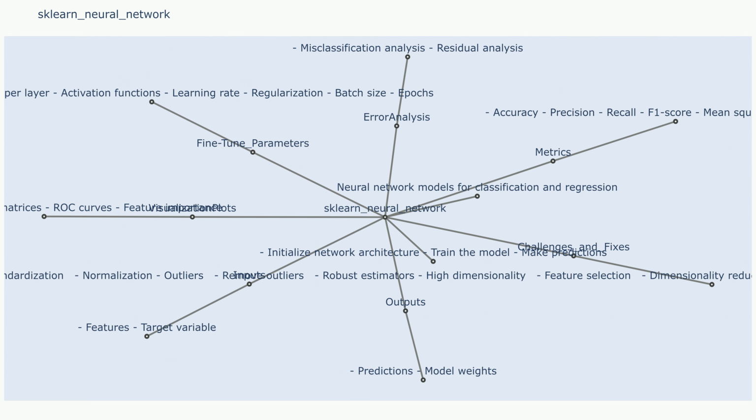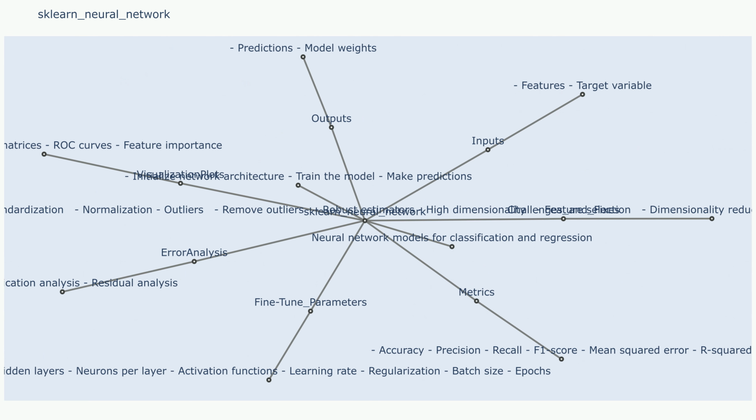Challenge 3: vanishing or exploding gradients. Gradients during backpropagation become too small or too large, hindering the training process. Sample use case that resulted in Challenge 3: training a deep neural network with many layers. Fixes to Challenge 3: use appropriate activation functions.